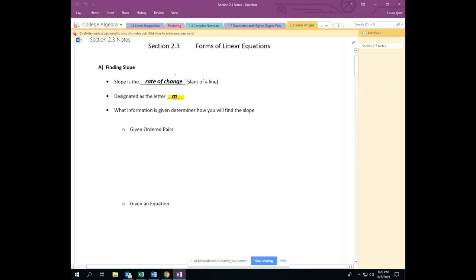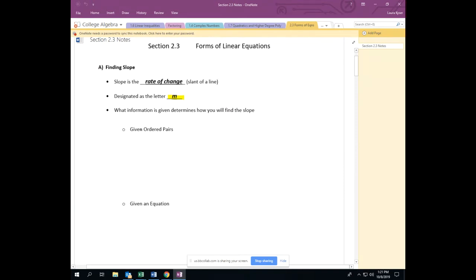The definition of the slope is the rate of change or slant of a line, and it's always going to be designated as the letter M when you're dealing with it. I'm not really sure why, but M it is, so M we will use. There are several scenarios here that I'm going to discuss, and finding the slope is going to be the main focus for all of them.